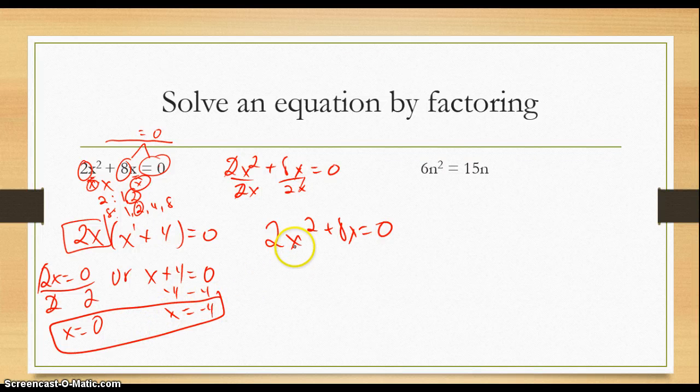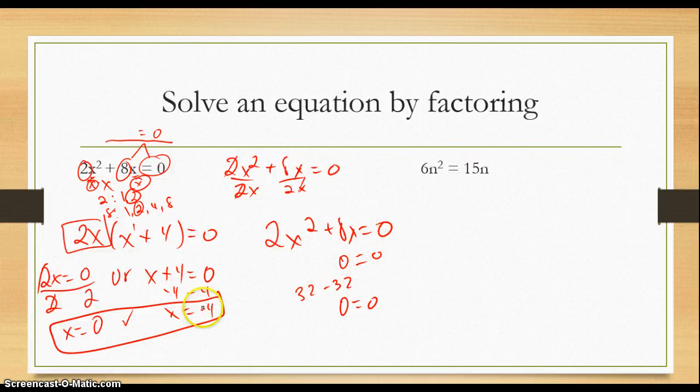Plug in 0. Well, I know 0 squared is 0 times 2 is 0. 8 times 0 is 0, so this equals 0 equals 0. -4. -4 squared is 16. 16 times 2 is 32. 8 times -4 is -32, which equals 0. 0 equals 0. So both of these check out. So you can check your solution by doing that.